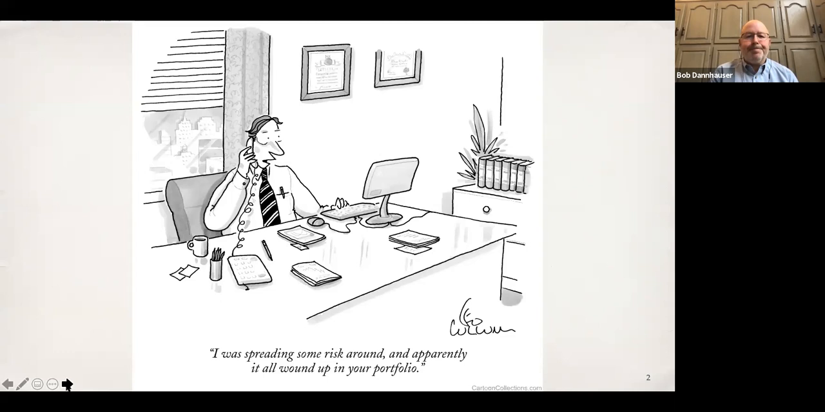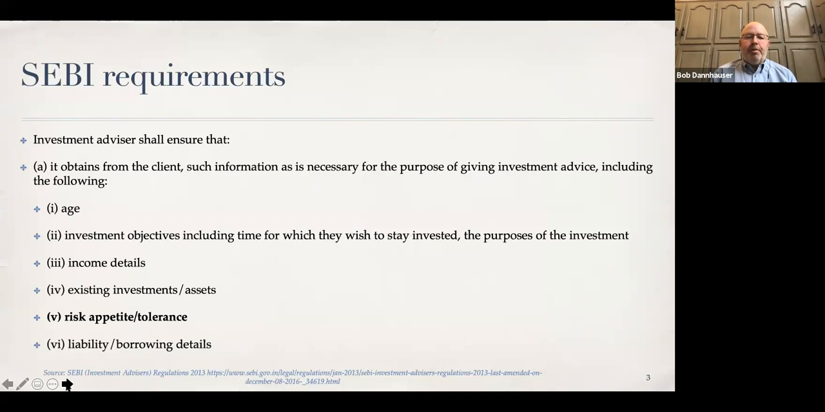So SEBI is unusual. I've looked at regulatory requirements around the world. And SEBI does a better job than most, I have to say, in giving financial advisors more clues about just what it is that they need to do to be in compliance with their requirements. And so I've got a couple pages here where I reprint what SEBI has listed in the Investment Advisor Regulations from 2013, I guess modified in 2016. And you sort of see the expected stuff. Advisors are expected to get some basic demographic data, some basic financial data.